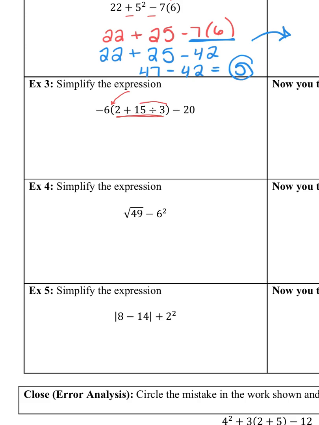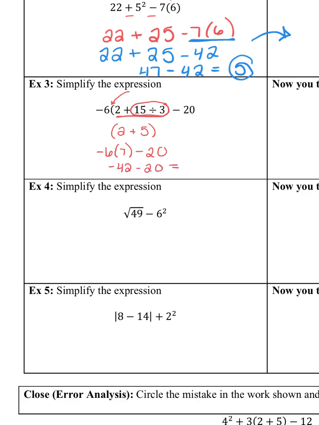And I want to start with the division. 15 divided by 3 is going to give me 5. So really what's in the parentheses is 2 plus 5. Well, I know 2 plus 5 is 7. And so now that I've simplified it, let's bring down everything else that was around it originally. And now I can go ahead and do the multiplication. So -6 times 7 is -42 minus 20.